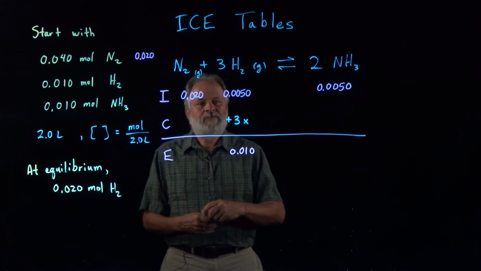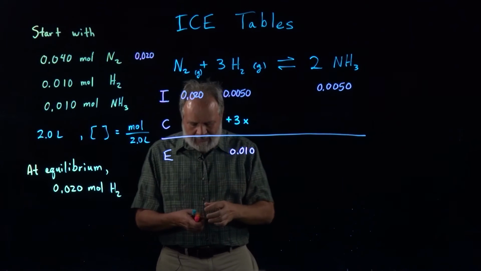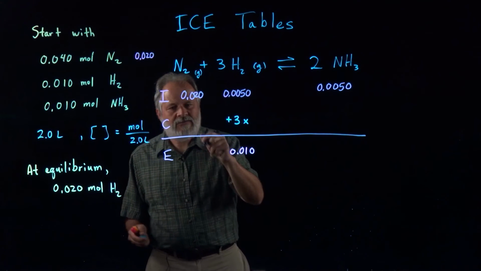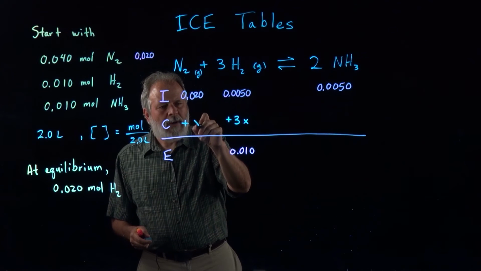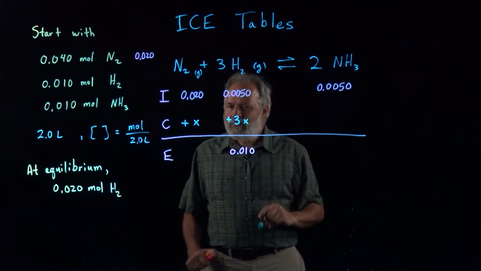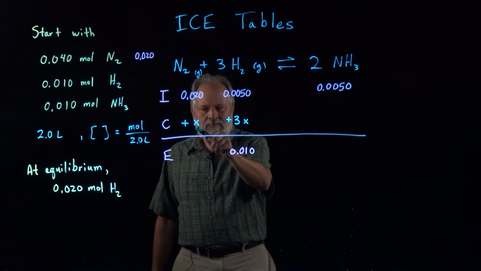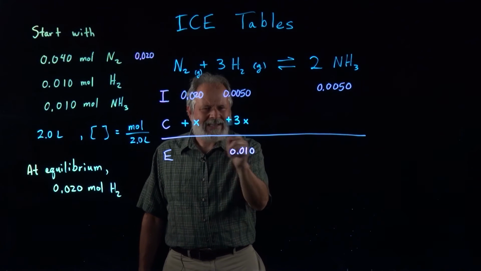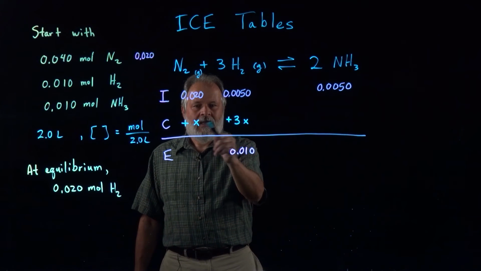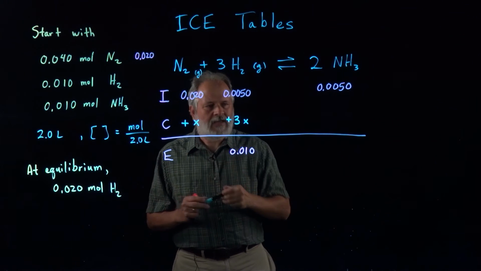All right, so we know that for hydrogen to change by some amount, nitrogen has to change by 1/3 of the amount, because our recipe for ammonia says you need 3 of these for every 1 of these. So it doesn't matter what the number X is, we'll determine it, but it has to be 3 times larger for hydrogen than it is for nitrogen.